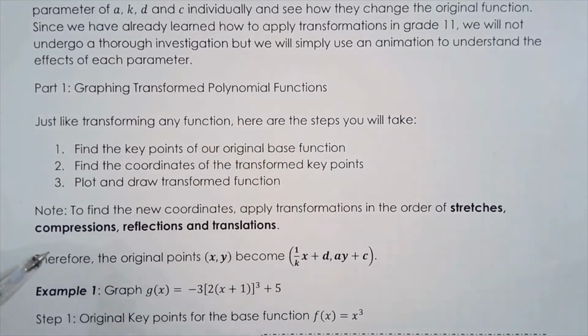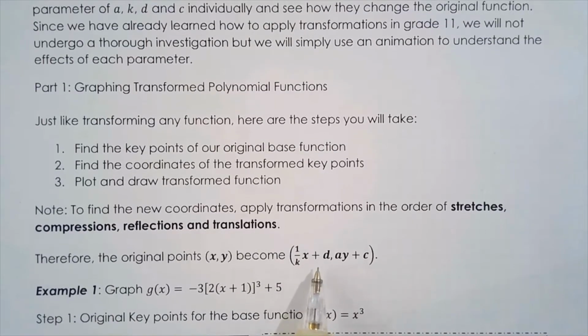Last year, you also talked about the order in which you apply the transformations. So you have to apply stretches, compressions, reflections, and translations. You can actually switch up the order as long as translations end up being the last. Okay, and then the mapping rule, it's (x, y) goes to (1/k x + d, a y + c), which is basically what we said earlier when you state transformations. You state the stretches and reflections first, and then you tack on the translations at the very end.